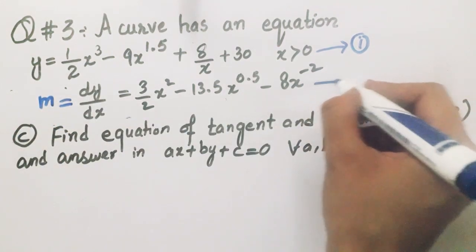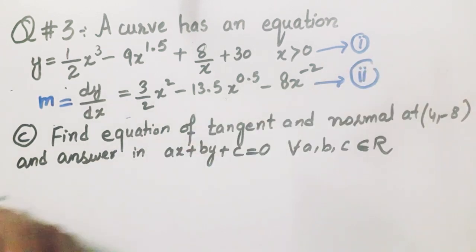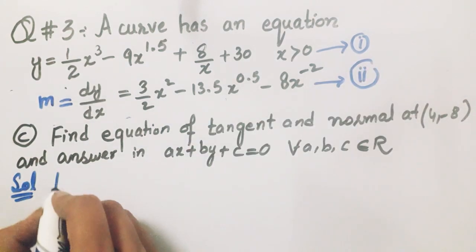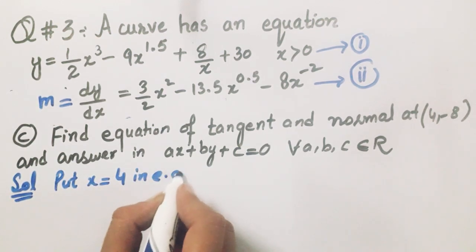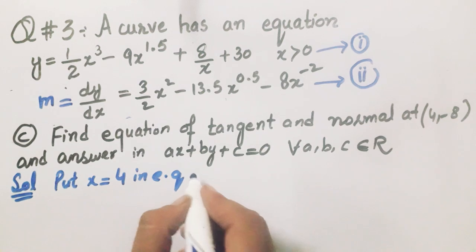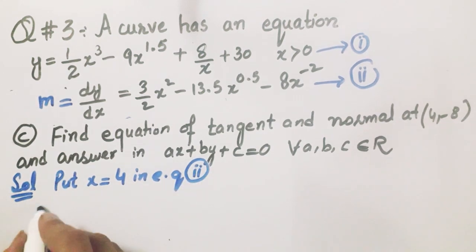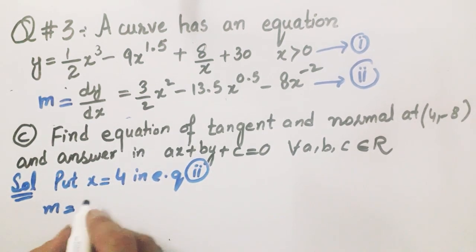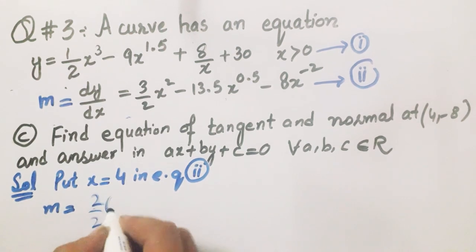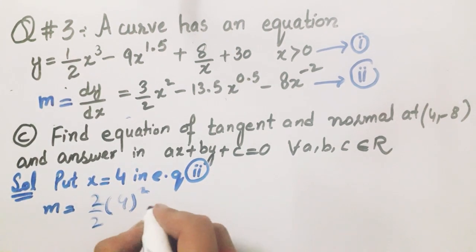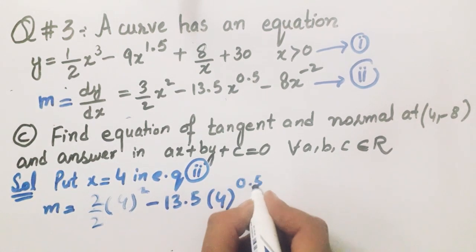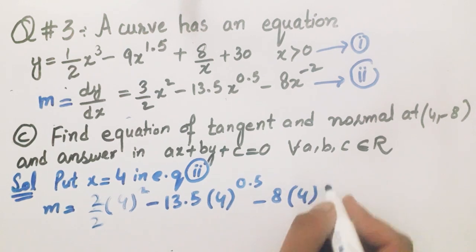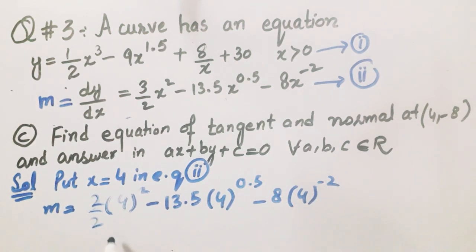M is the slope of tangent, so this is equation 2. For the solution, you will put x equal to 4 in equation 2. So m will be equal to 3 by 2 into 4 squared minus 13.5, 4 raised to power 0.5 minus 8 into 4 raised to power minus 2. By solving this we will get, this was 3 by 2.